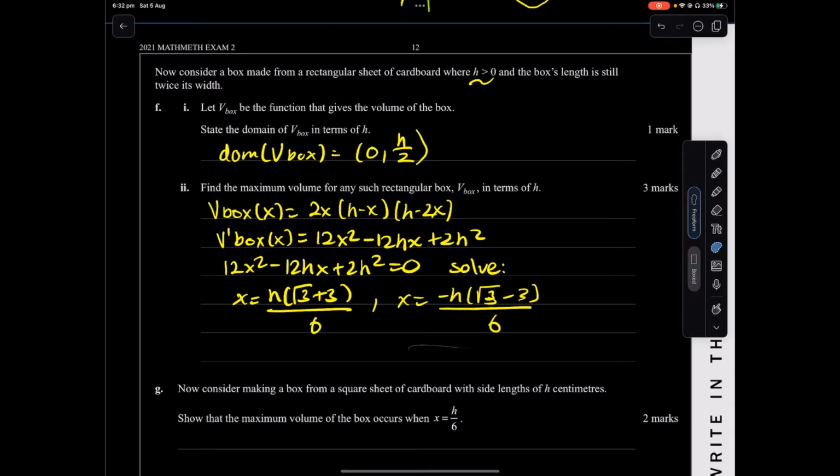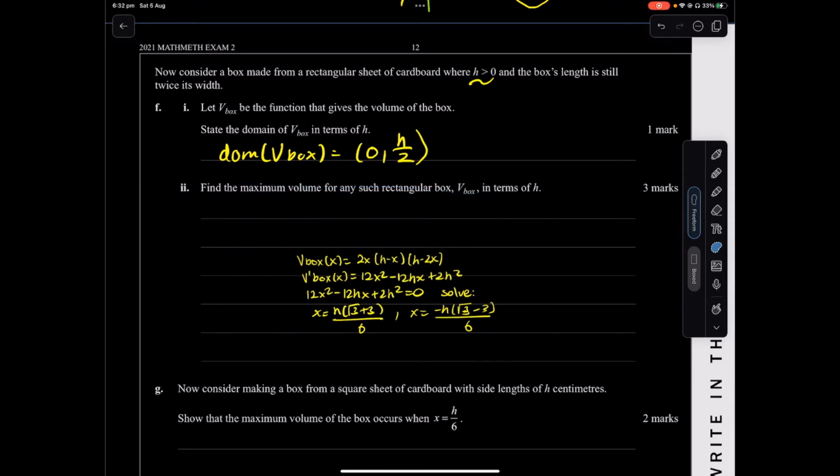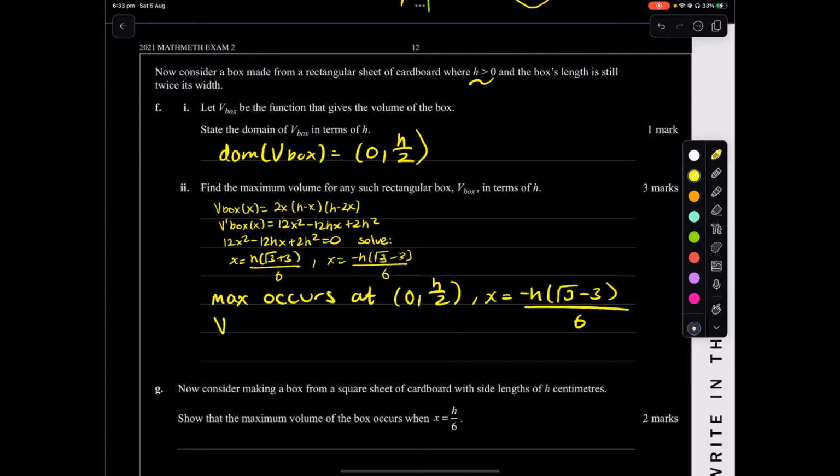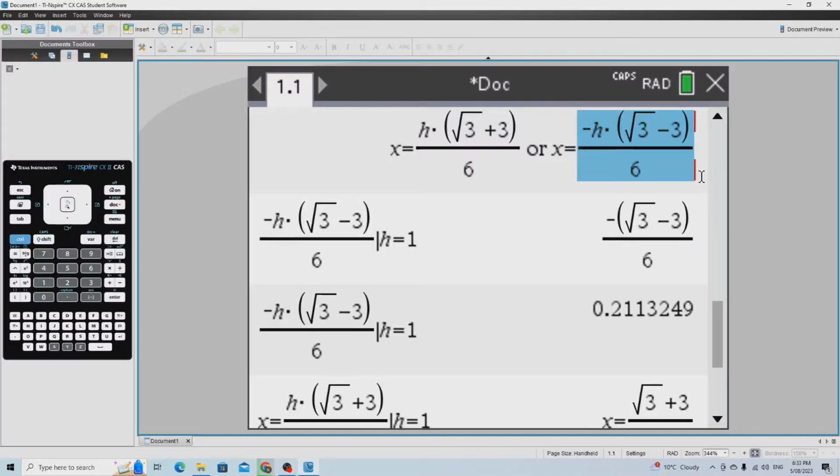So let's just say max occurs at 0 to h over 2. Therefore, x is equal to negative h root 3 minus 3 all over 6. And we sub it back in, so negative h root 3 minus 3 all over 6.